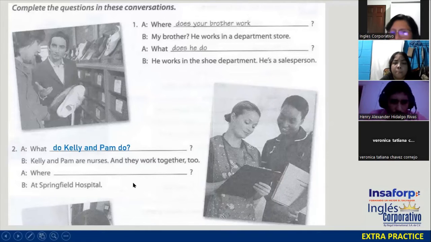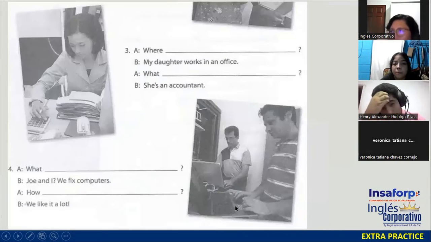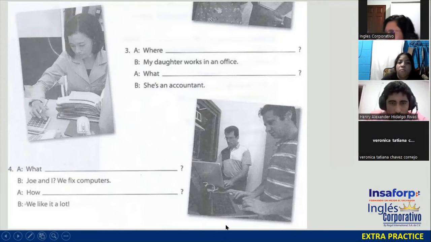La segunda, por ahí la escuché, me dijeron, where do they work? ¿A dónde trabajan, verdad? Where do they work? At Springfield Hospital, right? At Springfield Hospital. Very good. Let's go ahead and move on. Ahora vamos a pasar al siguiente. Tienen un par de minutitos para resolverlos. Yo les pregunto luego si están listos.